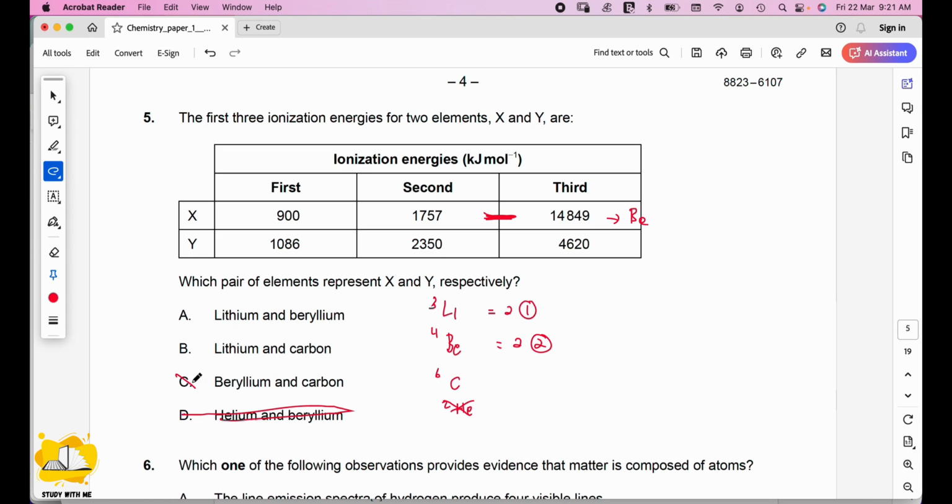So the answer will be C. And what about carbon? Carbon is 2 and 4. You can see that 4 electrons will be easy to remove. There is not much difference between the second ionization energy and third ionization energy, as you can see here. So that's why the answer will not be carbon.